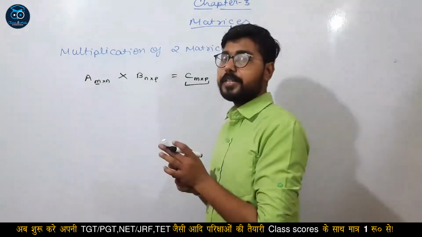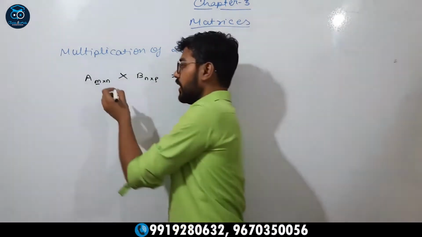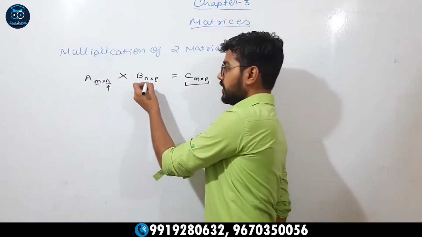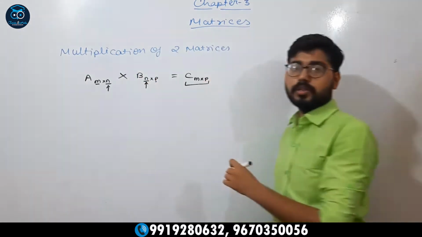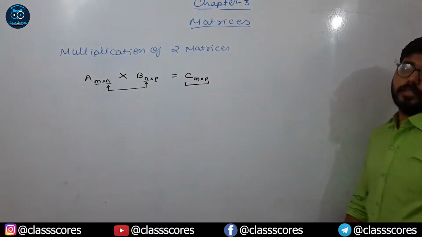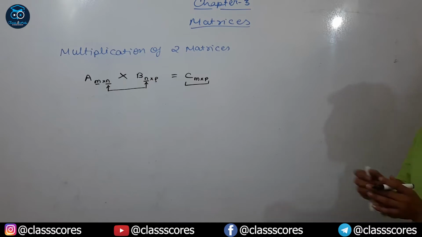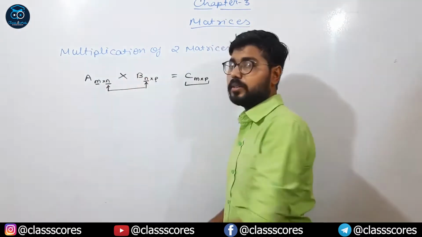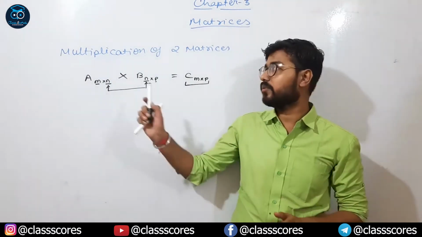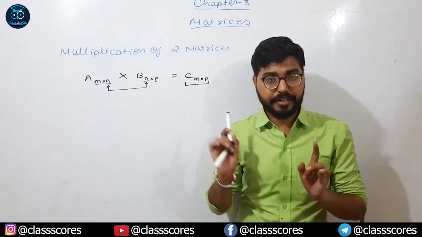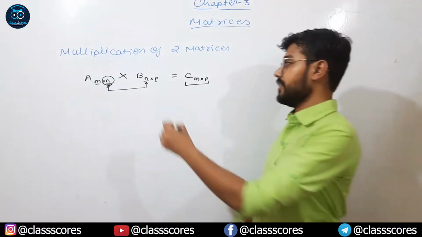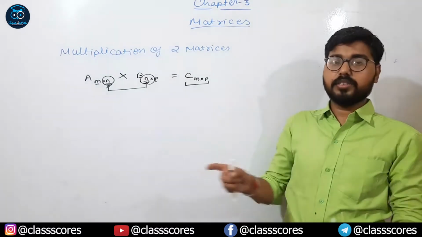But before multiplication, we need to remember one thing, that the number of columns of the first matrix and the number of rows of the second matrix are always equal. Then only we are able to multiply these matrices. If these are not equal, then we clearly say the multiplication does not exist for the given matrices. It is compulsory that the columns of the first matrix and the rows of the second matrix are equal.